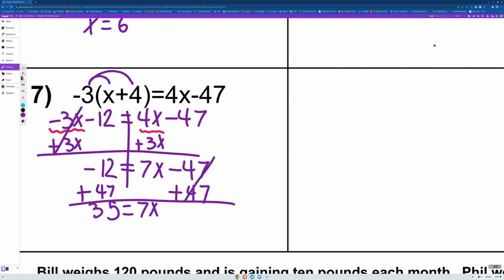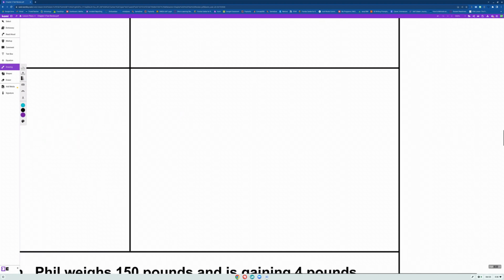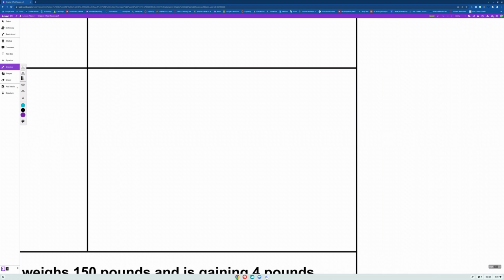So 7x is multiplication. I want my x by itself, so I'm going to do the opposite, which is going to be division. So divide both sides by 7. Once I do that, I'm going to get 5 is equal to x. So if x equals 5, then both sides of the equation should be the same number if I'm correct.